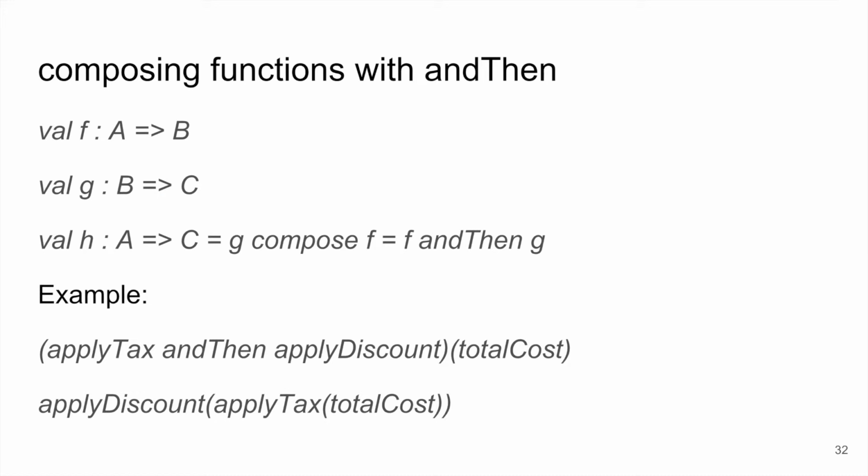In Scala, there is syntax to make composition a little bit nicer. You can use andThen to write composition in a way that's easier to follow. So if we use our f and g functions from earlier, we write h equals g composed with f, but we can also write it as f andThen g. Going back to our tax and discount example, you can write apply tax andThen apply discount, then pass the parameter total cost to this new function.